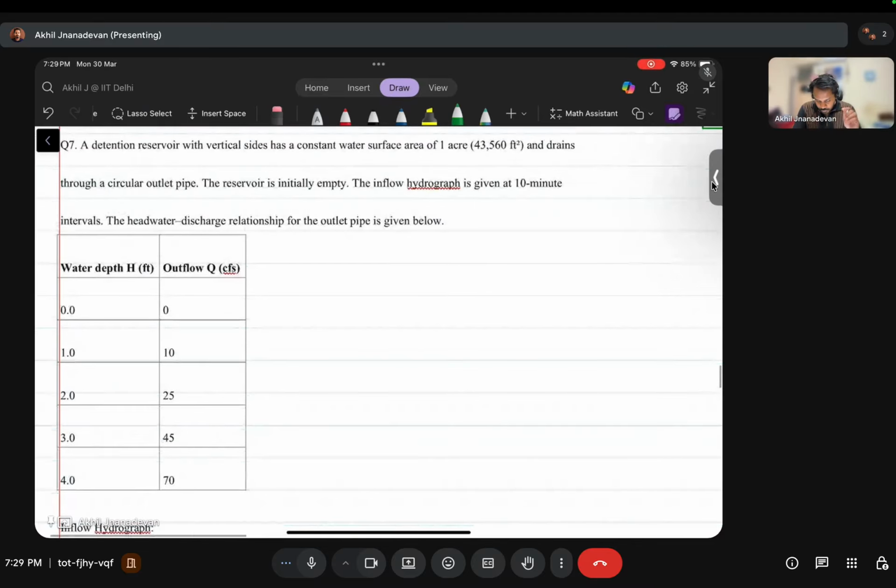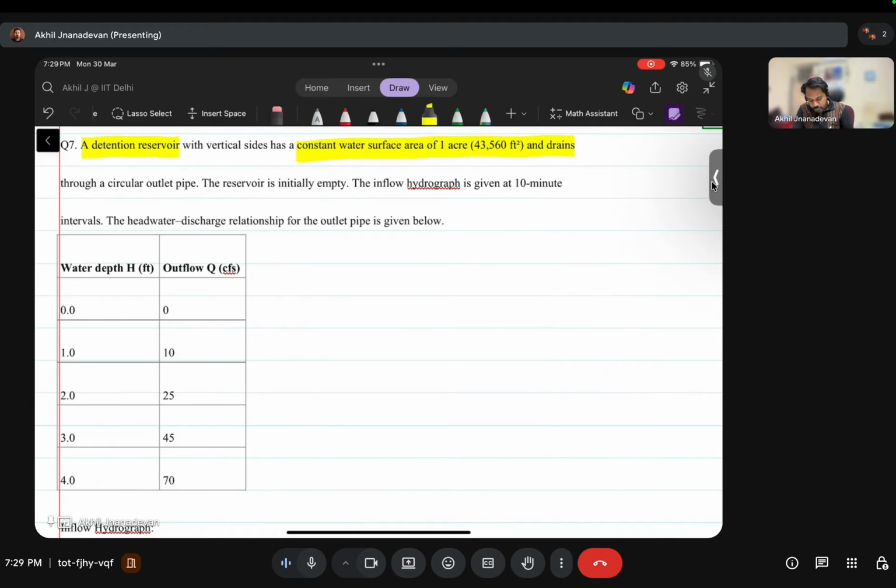A detention reservoir with vertical sides has a constant water surface of 1 acre. So there is a detention reservoir, and it has a constant water surface area of 1 acre, and drains through a circular outlet.